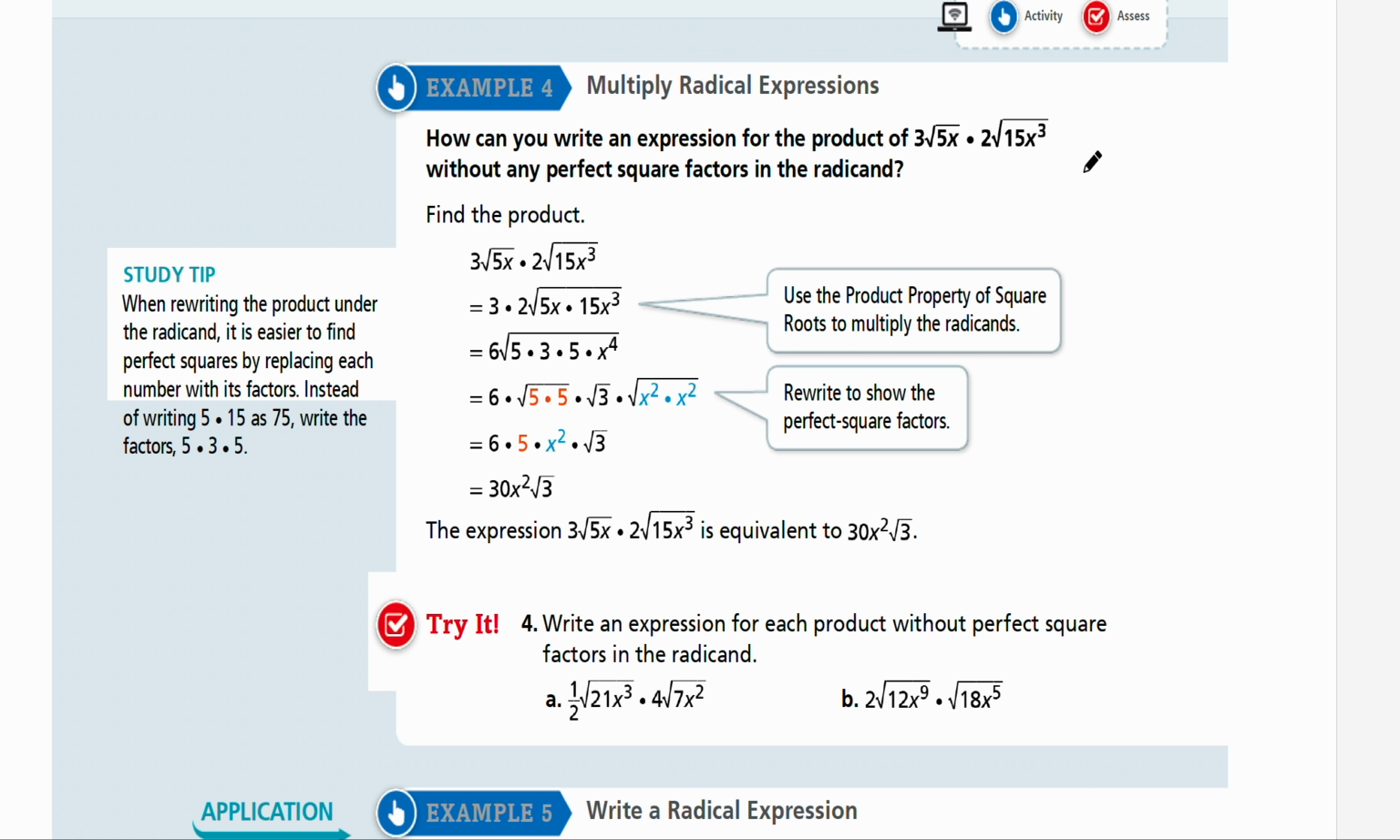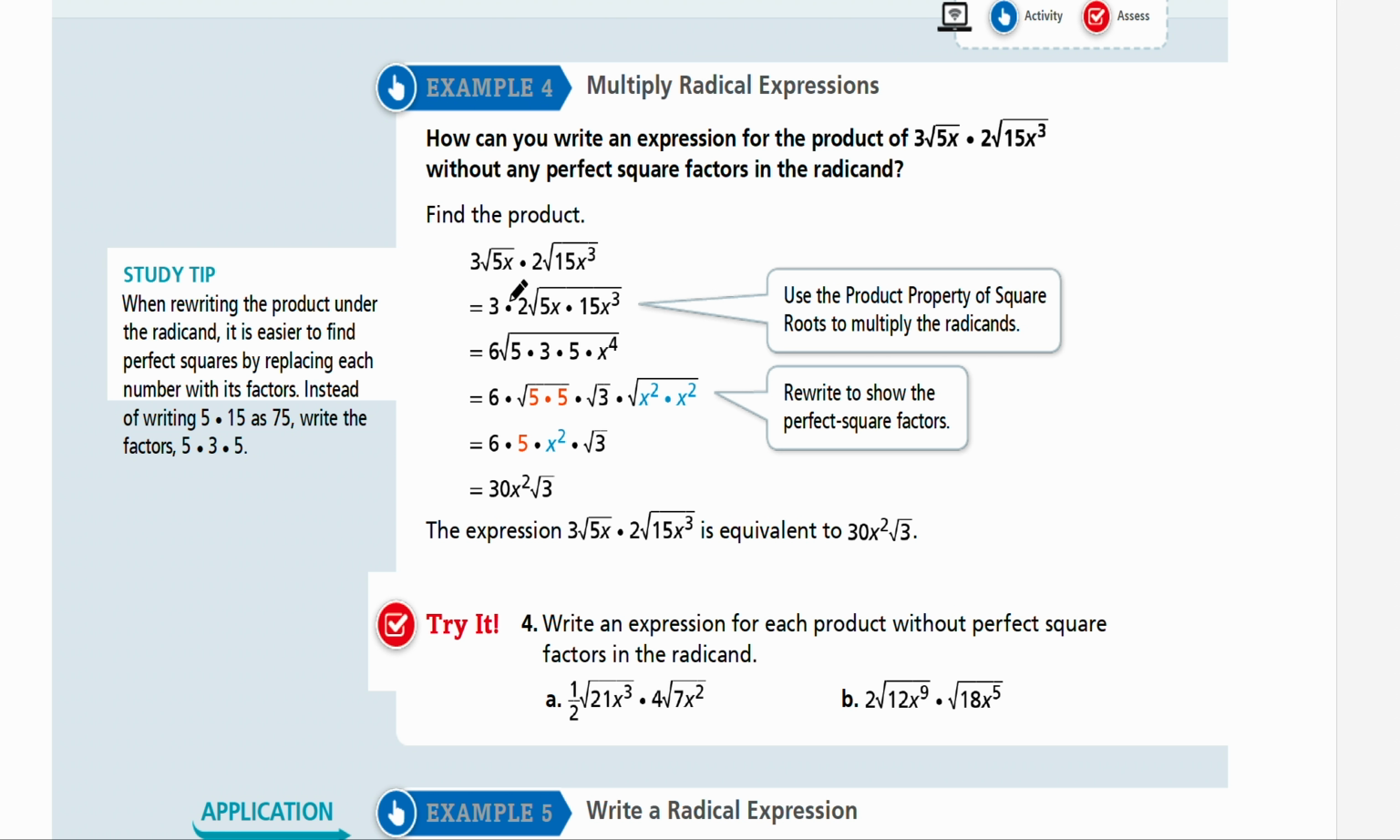So factor everything out. 3 root 5x is already factored out as much as possible and simplified. 2 root 15x cubed needs more factoring inside the radicand, right? So then you have 15 that could be factored as 3 times 5, and then you have x cubed that could be rewritten as x squared and x. But then you could also combine all the radicands in one so that you can group them and take them out, right?